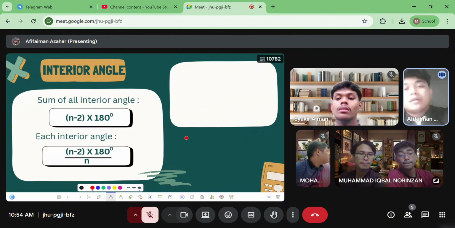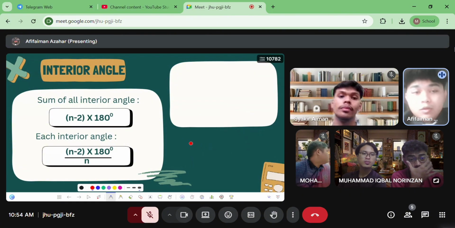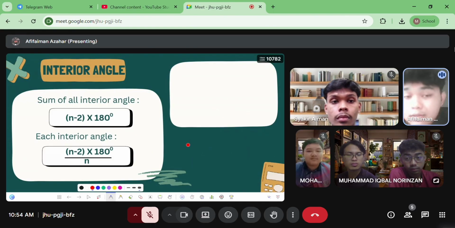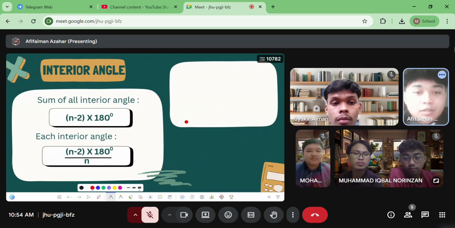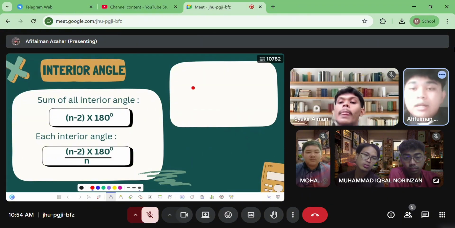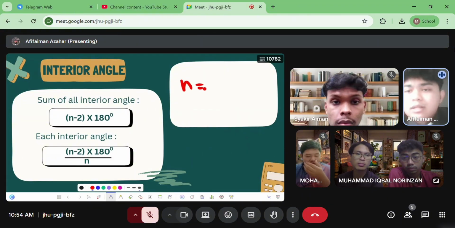On today's lesson, you are going to learn how to calculate the sum of all interior angles and each interior angle. The first formula is n minus 2, times 180 degrees. Does everyone know what n stands for?